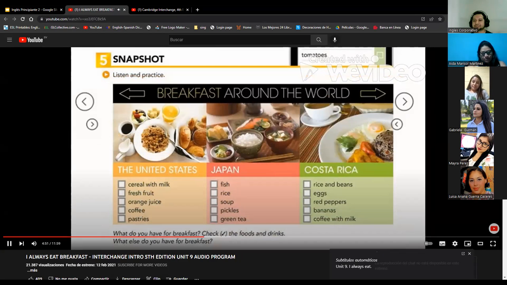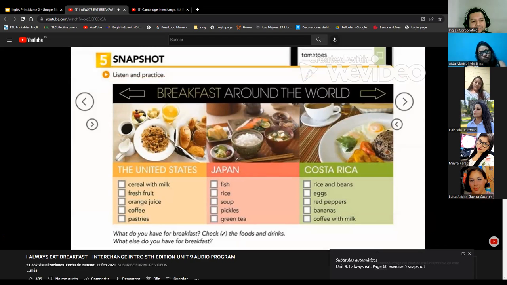Page 60. Exercise 5. Snapshot. Listen and practice. Breakfast around the world. The United States. Cereal with milk. Fresh fruit. Orange juice. Coffee. Pastries. Japan. Fish. Rice, soup, pickles, green tea. Costa Rica, rice and beans, eggs, red peppers, bananas, coffee with milk.